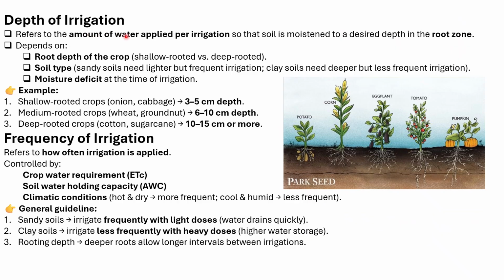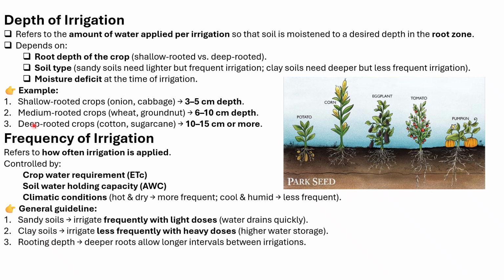Let's start with the next concept, the depth of irrigation. It refers to the amount of water applied to the soil, that means moisture up to the root zone, generally depending on three factors. Root depth of the crop, that means shallow roots need less depth and deep roots will require more. Soil type, that means sandy soils need light and frequent irrigation. Clay soils need deeper but less frequent irrigation. Third one is the moisture deficiency. At the time of irrigation, how dry the soil is at the time of watering is going to define that.